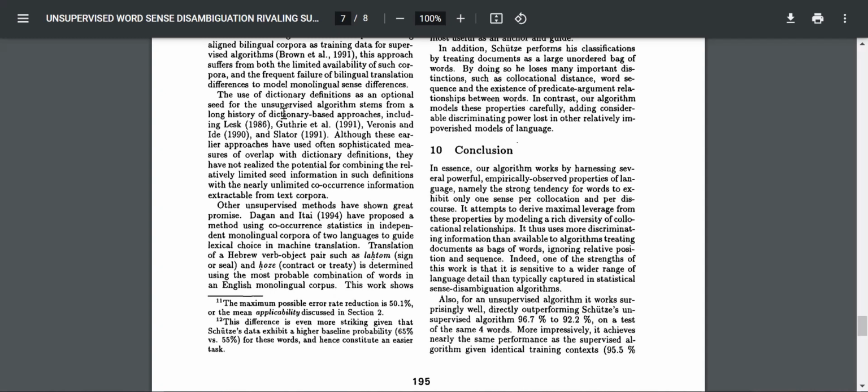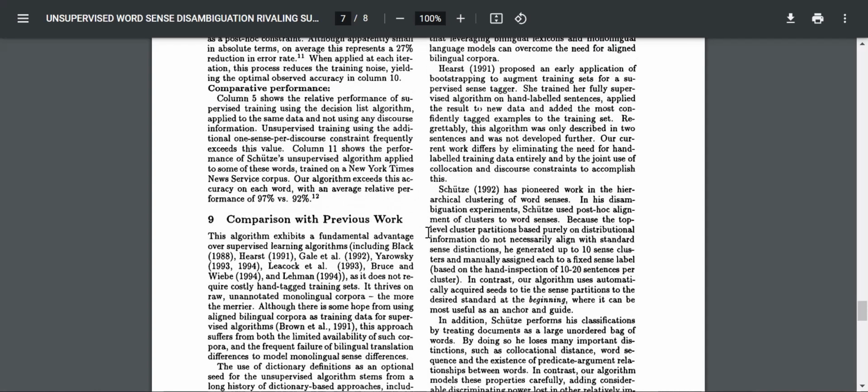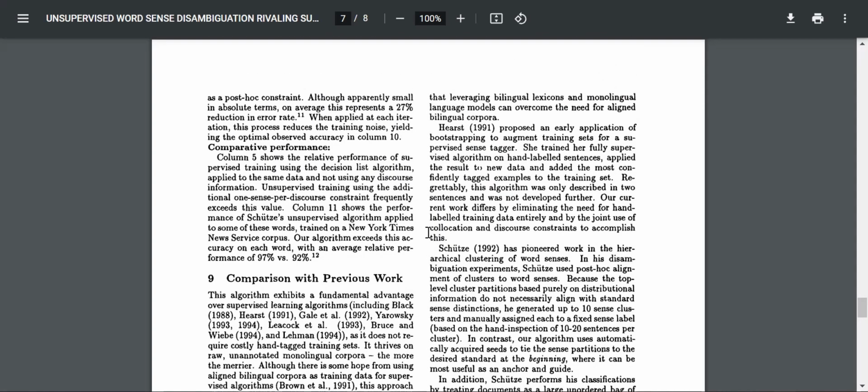Other unsupervised methods have shown great promise. Dagan and Itai 1994 have proposed a method using co-occurrence statistics in independent monolingual corpora of two languages to guide lexical choice in machine translation. Translation of a Hebrew verb-object pair is determined using the most probable combination of words in an English monolingual corpora. This work shows that leveraging bilingual lexicons and monolingual language models can overcome the need for aligned bilingual corpora.